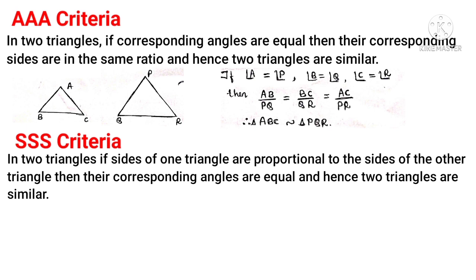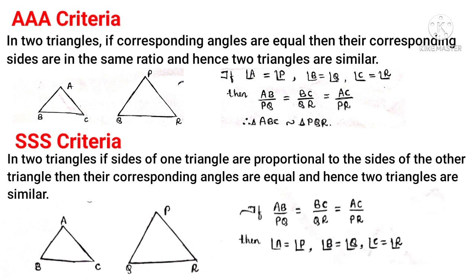Here, in the triangles ABC and PQR, corresponding sides are proportional. AB by PQ is equal to BC by QR is equal to AC by PR, and hence angle A is equal to angle P, angle B is equal to angle Q, and angle C is equal to angle R, and hence the triangle ABC is similar to PQR.